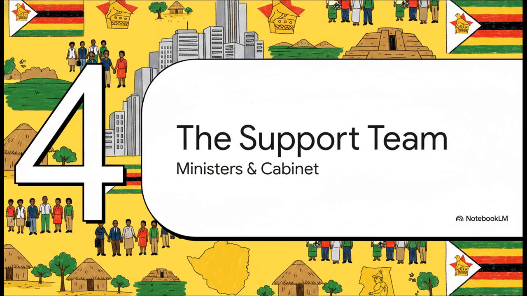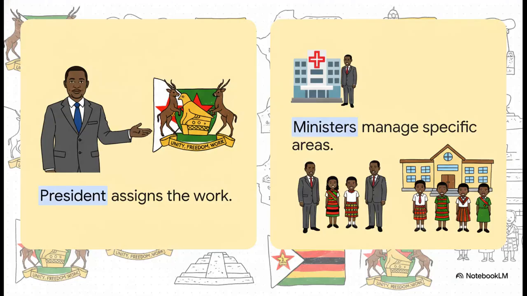Okay, on to part 4, the support team. You know, a headmaster can't possibly teach every single class alone. They need teachers. In the same way, the president cannot run a whole country single-handedly. So while the president gives the overall direction, they appoint a team called the cabinet. These cabinet ministers are senior helpers who manage specific areas.